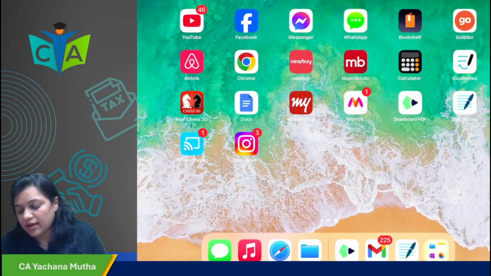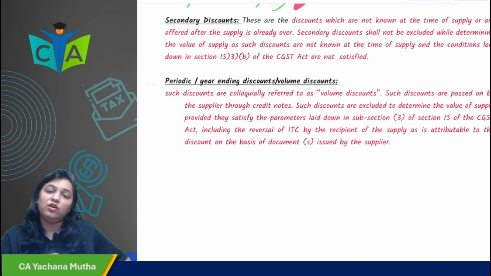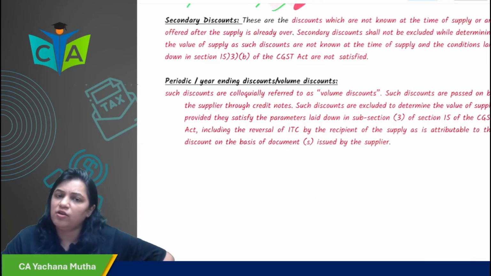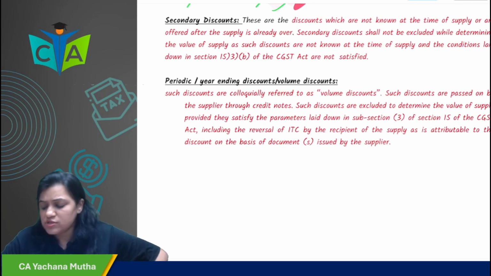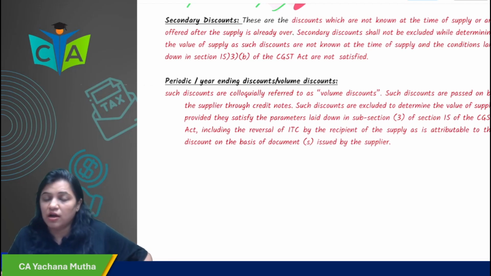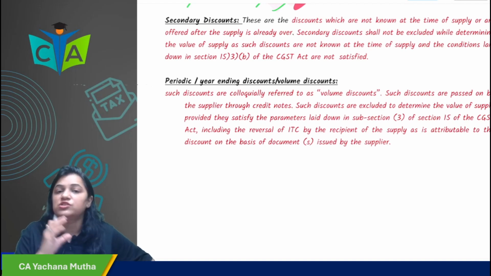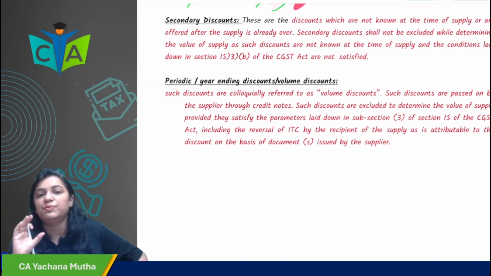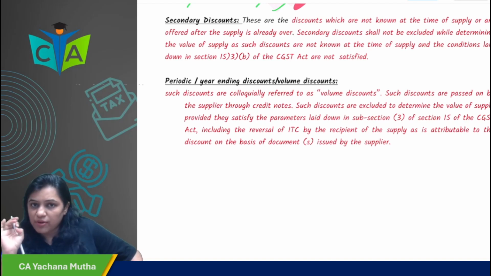So he went to the supplier. He said everyone is giving it at 9 rupees. Then the supplier said, okay, fine, I'll also give it at 9 rupees. He has given the post-supply discount. Were these terms set before? No. So in this case, this discount will not be allowed as deduction. So for secondary discounts which are not known at the time of supply, the deduction is not available.